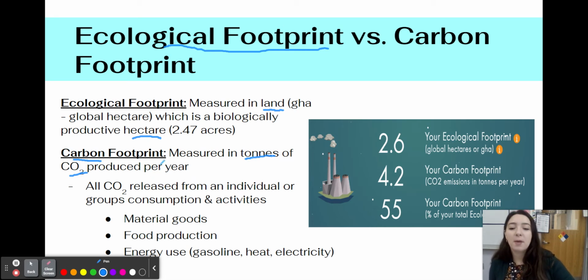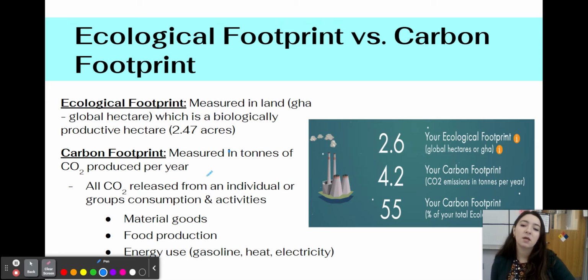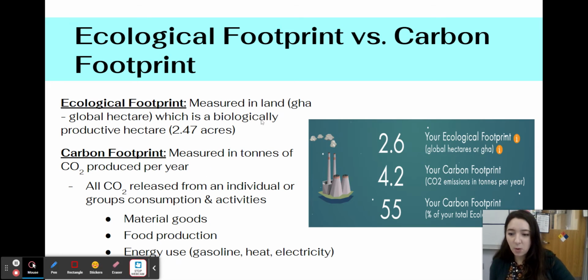This could be from the material goods you purchase, from the food production that you need in order to eat, and your energy used. Okay, so eco footprint is land. Carbon footprint is how much CO2 is produced as a byproduct of all the things you consume in your everyday life. Okay.